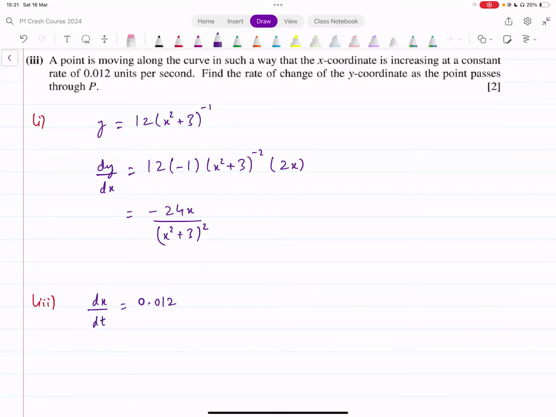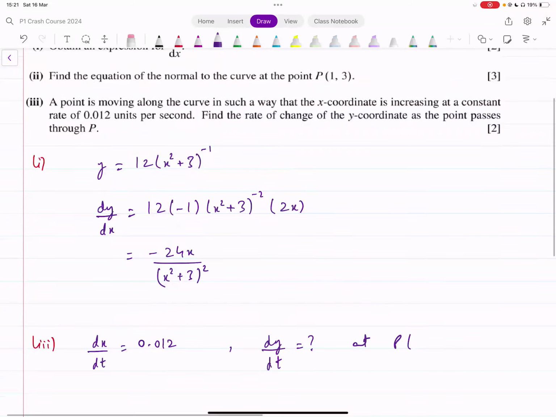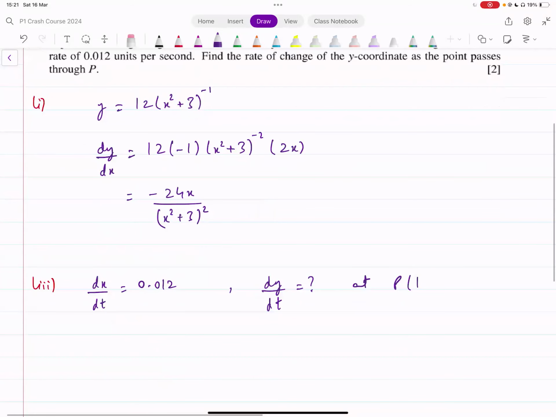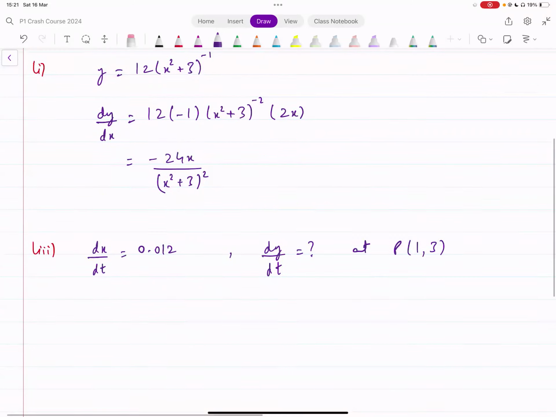Find the rate of change of the y coordinate. So what we want to find is dy over dt. This is what we need to find out as the point passes through P. So when do you need to find dy over dt? We need to find dy over dt at the point P. That means when x equals 1 and when y equals 3. So these are the values of x and y given that we might need to use.